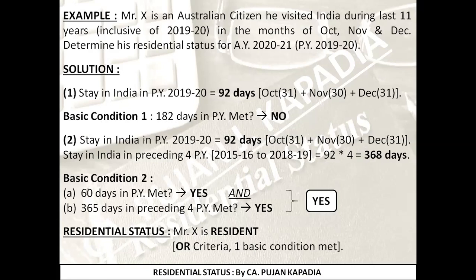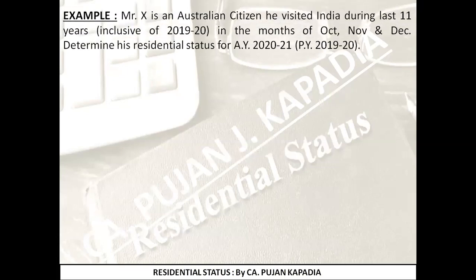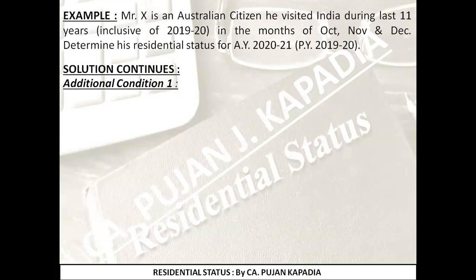So yes, now what we are going to do, we are going to apply the additional conditions. So here's your example, which is the same. I came to know that he is the resident, but now I want to check whether he is ordinary resident or not ordinary resident. So what we are going to do, we are going to apply our additional conditions. So the solution continues. Additional condition 1.